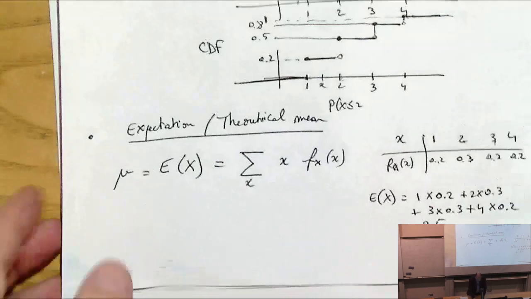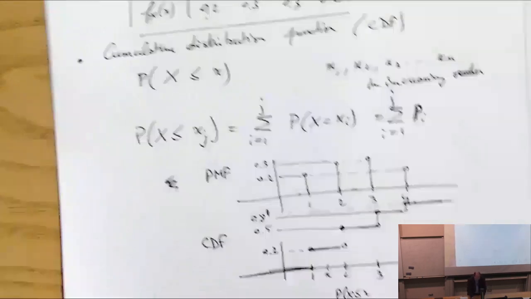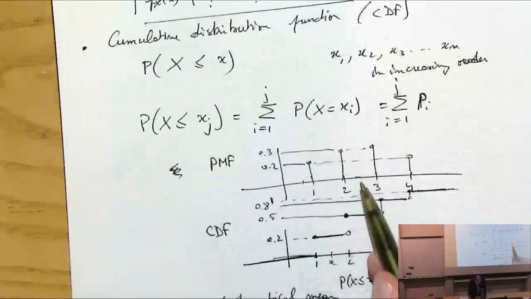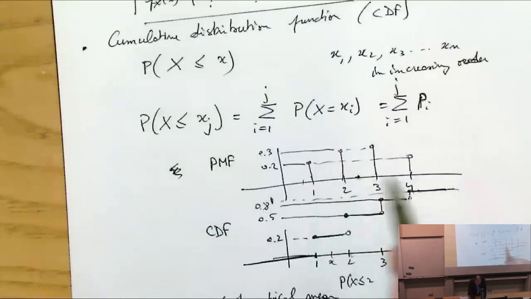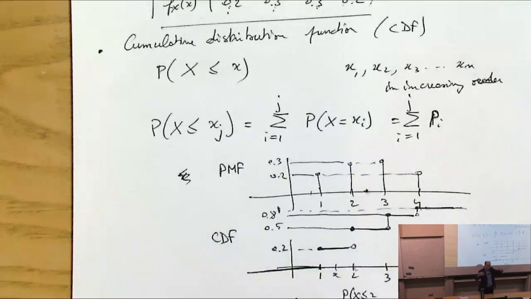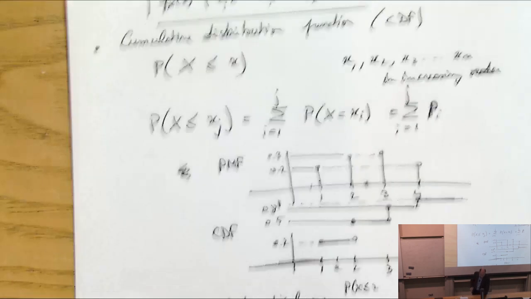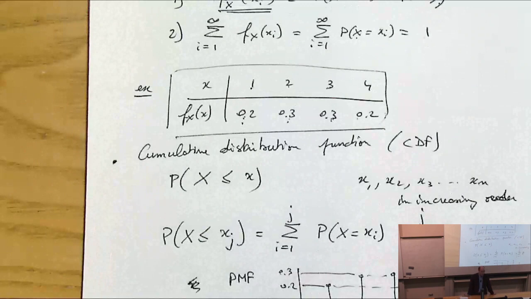So what you see here is that your theoretical mean is essentially in between. This is where your distribution, or your probability mass function, is centered around. And the value of the theoretical mean does not necessarily have to belong to the range of the random variable X. You see that 2.5 does not belong to this set 1, 2, 3, 4. My sample space here is 1, 2, 3, 4, but the mean does not necessarily belong to that sample space.